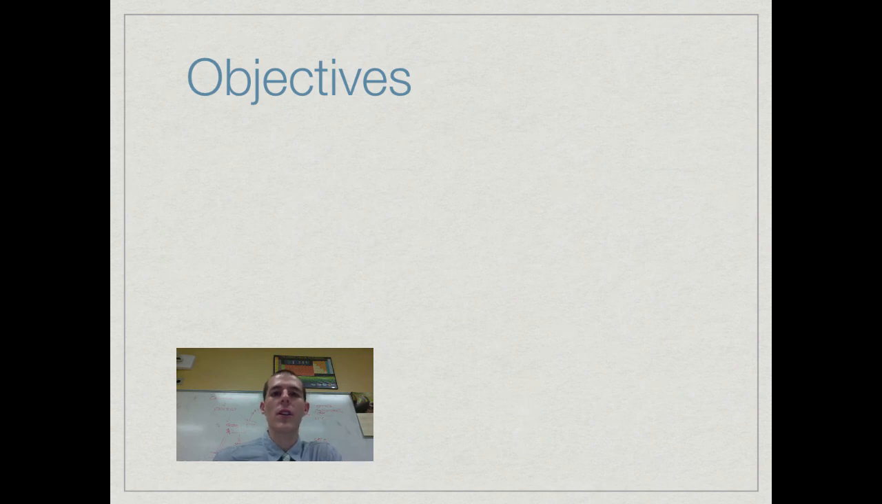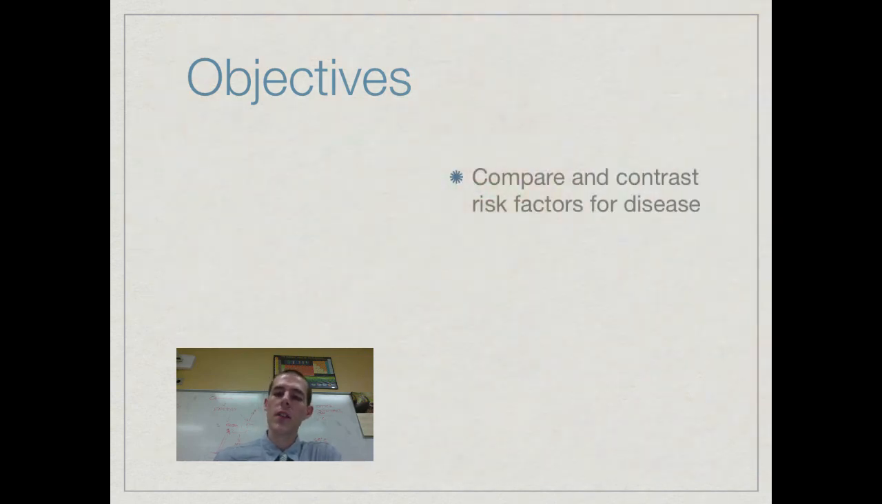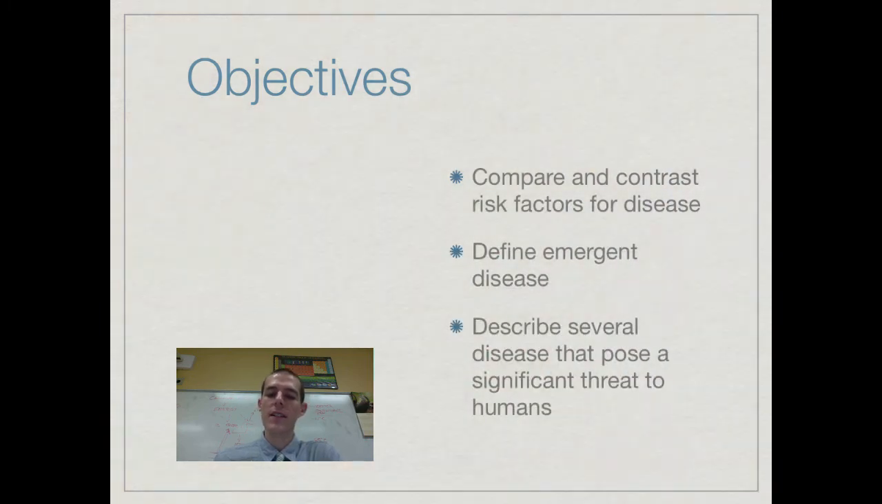Anyway, our topic for the day is humans and disease. So let me get you some objectives and we'll get going. By the end of this video, here's what I need you to know. Compare and contrast risk factors for disease, define emergent disease, and describe several diseases that pose a significant threat to humans. So that's what we got for the day.